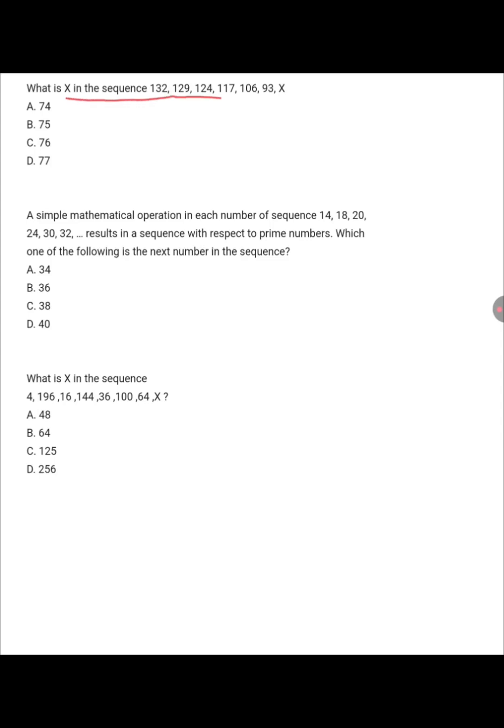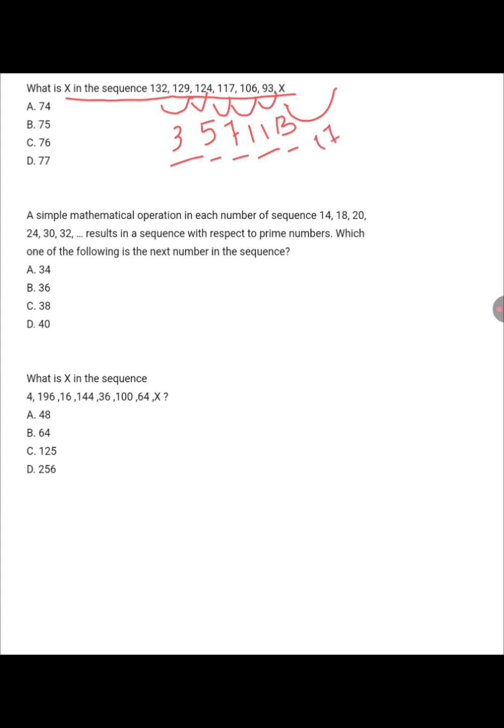What is x in the sequence 132, 129, 124, 117, 106, 93 and x? Here the gap between 132 and 129 is 3, and between 129 and 124 is 5, and the gap between these two is 7, and between these two is 11, and the difference between these two is 13. So 3, 5, 7, 11, 13. The next number will be 17 as a prime number.